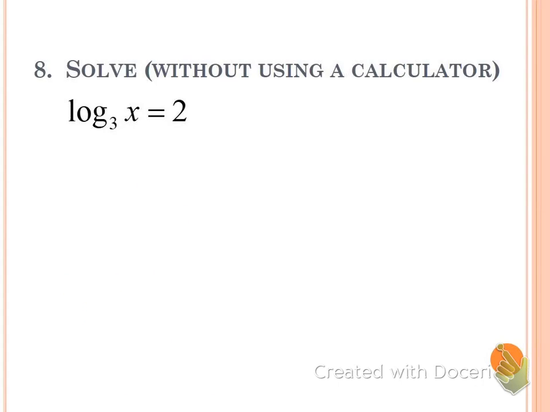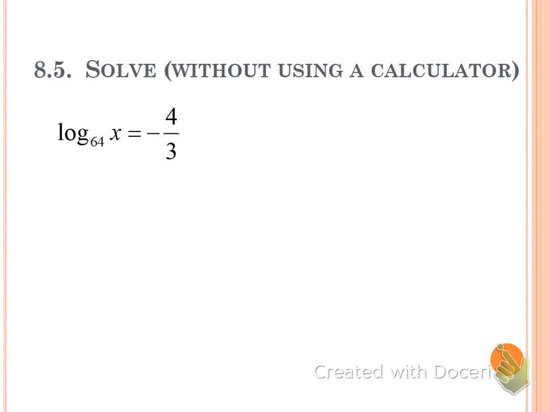Just rewrite it in exponential form, right? So here, same thing. Base stays base. So 3 becomes the exponent base. I'll bring the 2 over as the exponent, slide the x on the other side of the equal sign. So x equals 9. Okay?